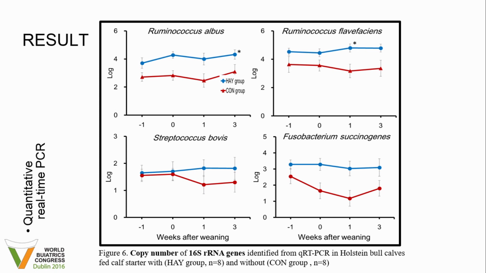These line graphs represent the copy number of bacteria by real-time PCR. The vertical line represents log-transformed copy number of bacteria, and the horizontal line represents weeks after weaning. Ruminococcus albus and Ruminococcus flavefaciens were significantly higher in the hay group at 3 weeks and 1 week after weaning. A higher copy number of Streptococcus bovis was identified in the hay group after weaning.